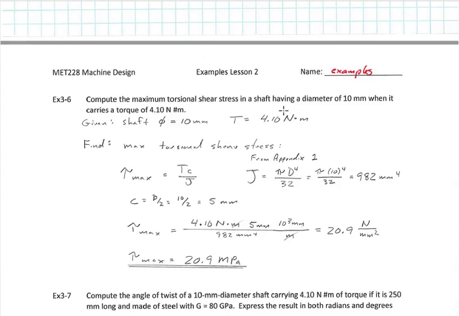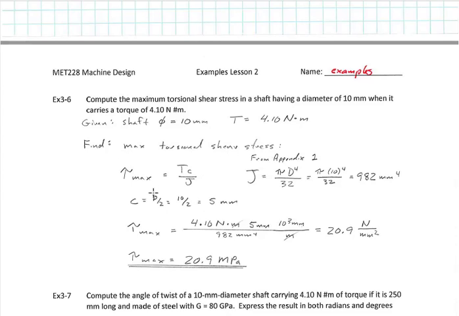we're going to compute the maximum torsional shear stress in a shaft having a diameter of 10 millimeters when it carries a torque of 4.10 Newton meters. So the given is our shaft of 10 millimeters in diameter and our torque of 4.1 Newton meters, and we are to find the maximum torsional shear stress.